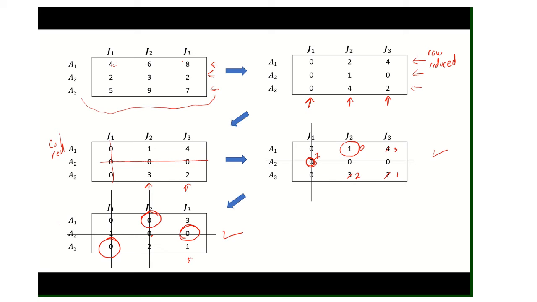So this says you assign technician 1 to job 2, you assign technician 2 to job 3, and you assign technician 3 to job 1. So we have technician 1 with job 2, technician 2 gets job 3, and technician 3 gets job 1. And there's your solution.